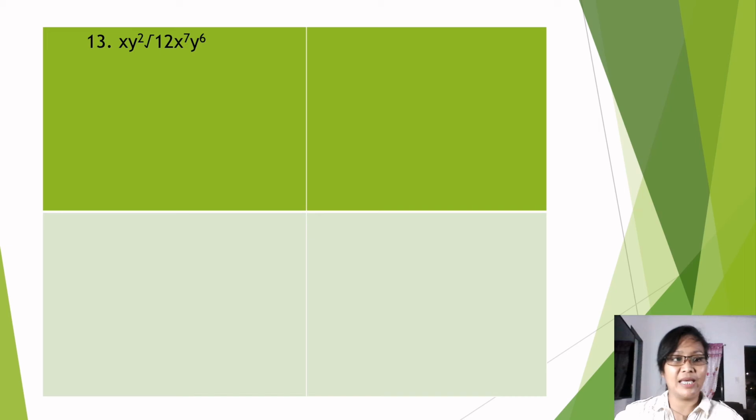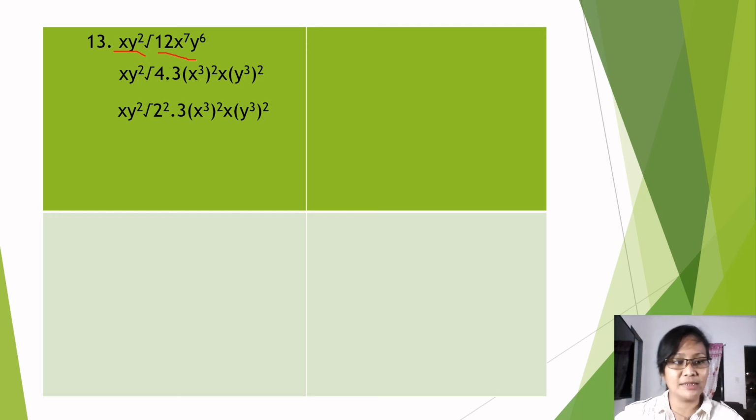Number 13, we have xy squared square root of 12 x to the 7th power and y to the 6th power. First, we need to copy the terms outside the radical sign and then factor out the radicand. So we have now xy squared square root of 4 times 3 times x cubed squared, and the remainder x times y cubed squared. Then we're going to write 4 in exponential form. So we have xy squared square root of 2 squared times 3, x cubed squared, x, y cubed squared.